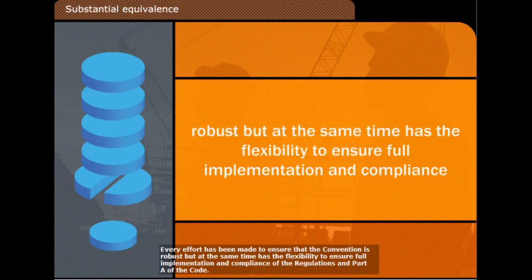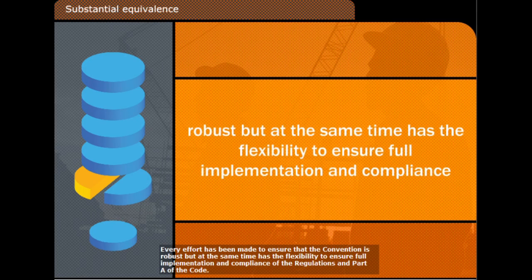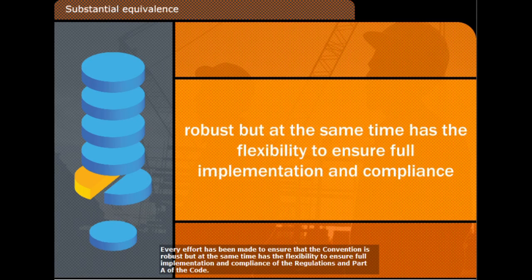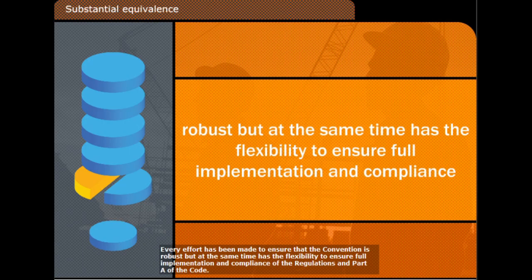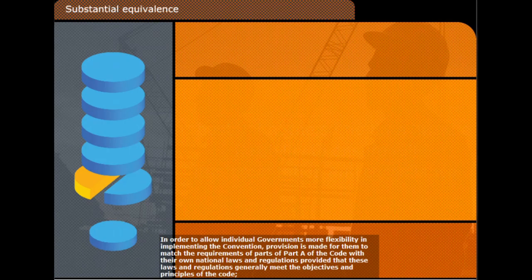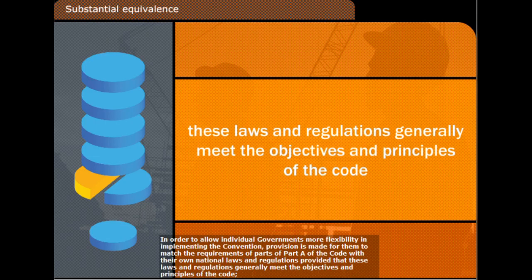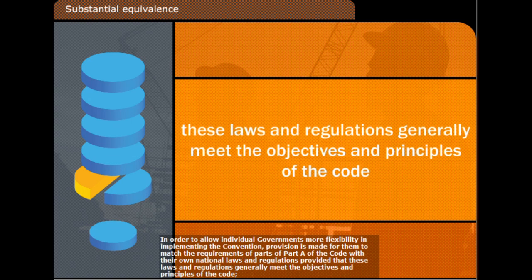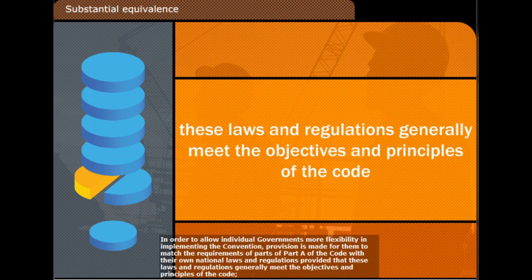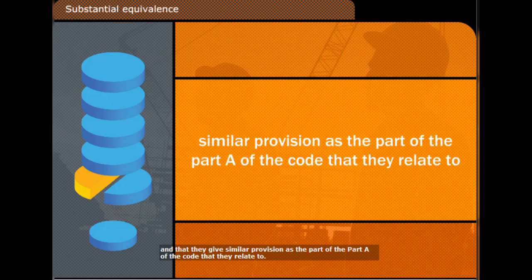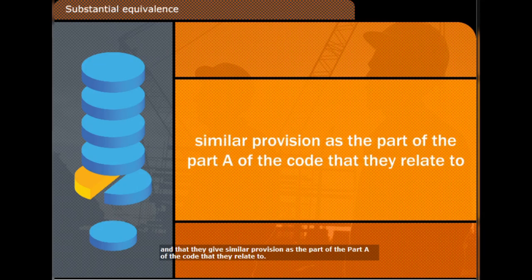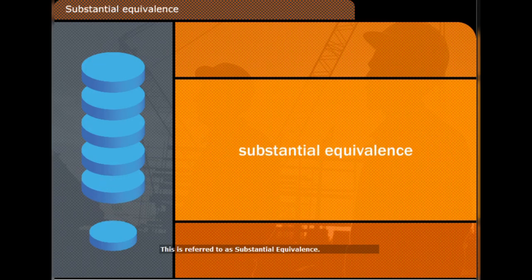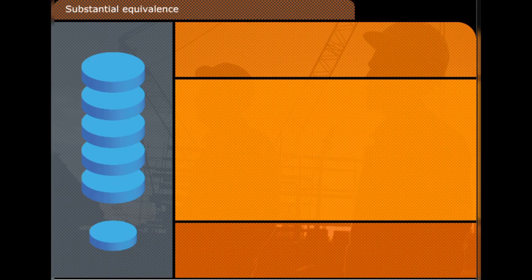Every effort has been made to ensure that the Convention is robust, but at the same time has the flexibility to ensure full implementation and compliance of the regulations and Part A of the Code. In order to allow individual governments more flexibility in implementing the Convention, provision is made for them to match the requirements of Part A of the Code with their own national laws and regulations, provided that these laws and regulations generally meet the objectives and principles of the Code, and that they give similar provision as the parts of Part A of the Code that they relate to. This is referred to as substantial equivalence.